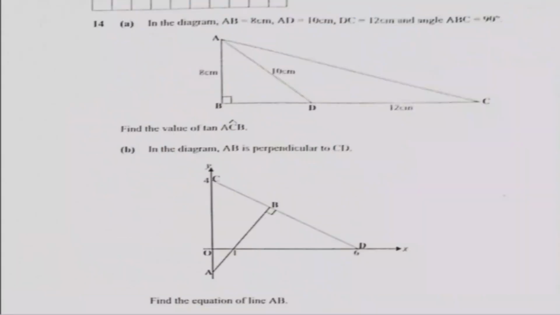Okay, we come to question 14. We go straight to 14a, which is in the diagram. AB is equal to 8 cm, AD is equal to 10 cm, DC is equal to 12 cm, and angle ABC is equal to 90 degrees. The actual question is down here. What you need to do is first study the diagram, and after you study the diagram, then you can go to the actual question. Note that what is in the diagram is what is illustrated in statement A.